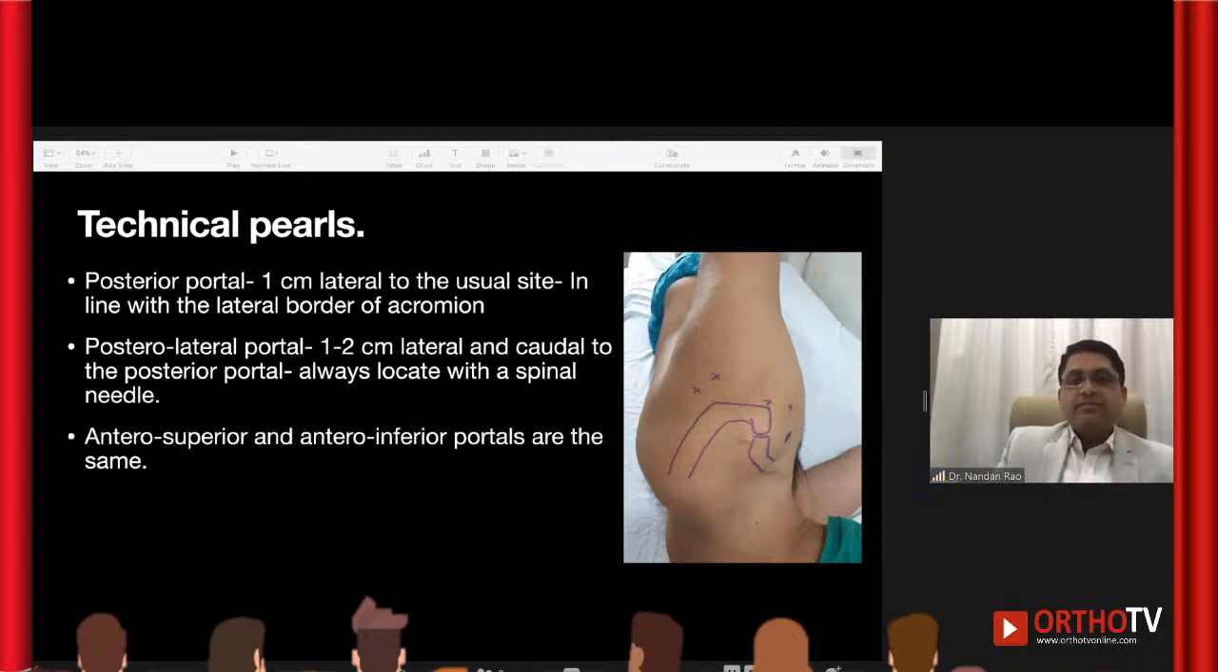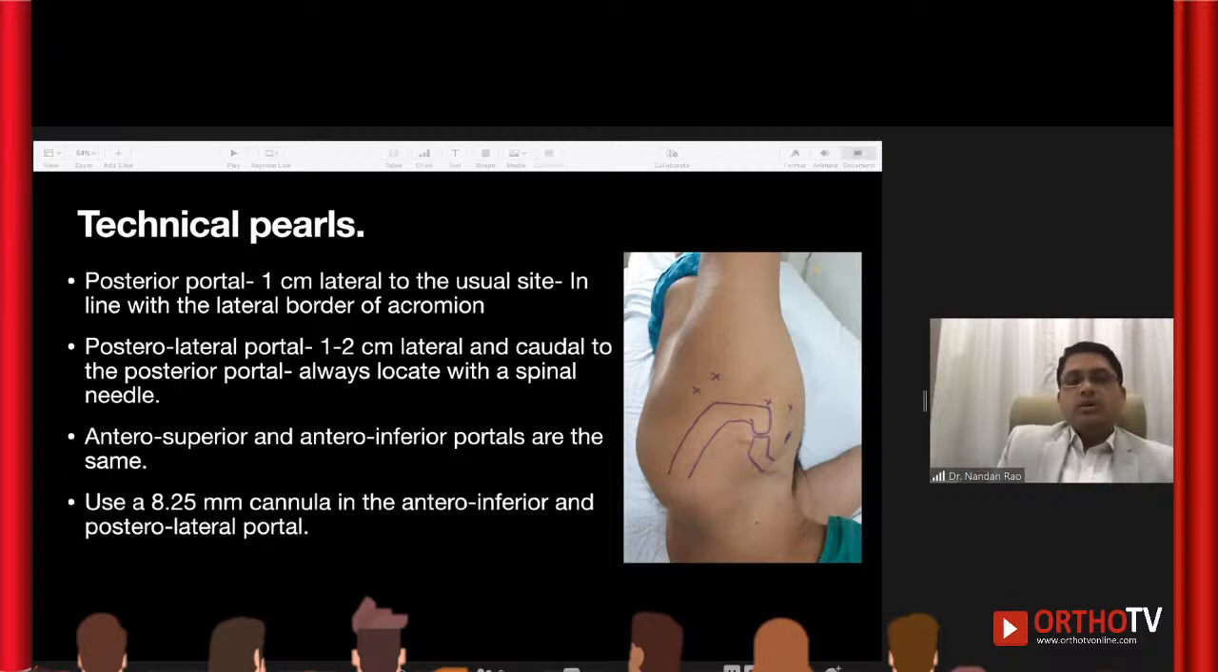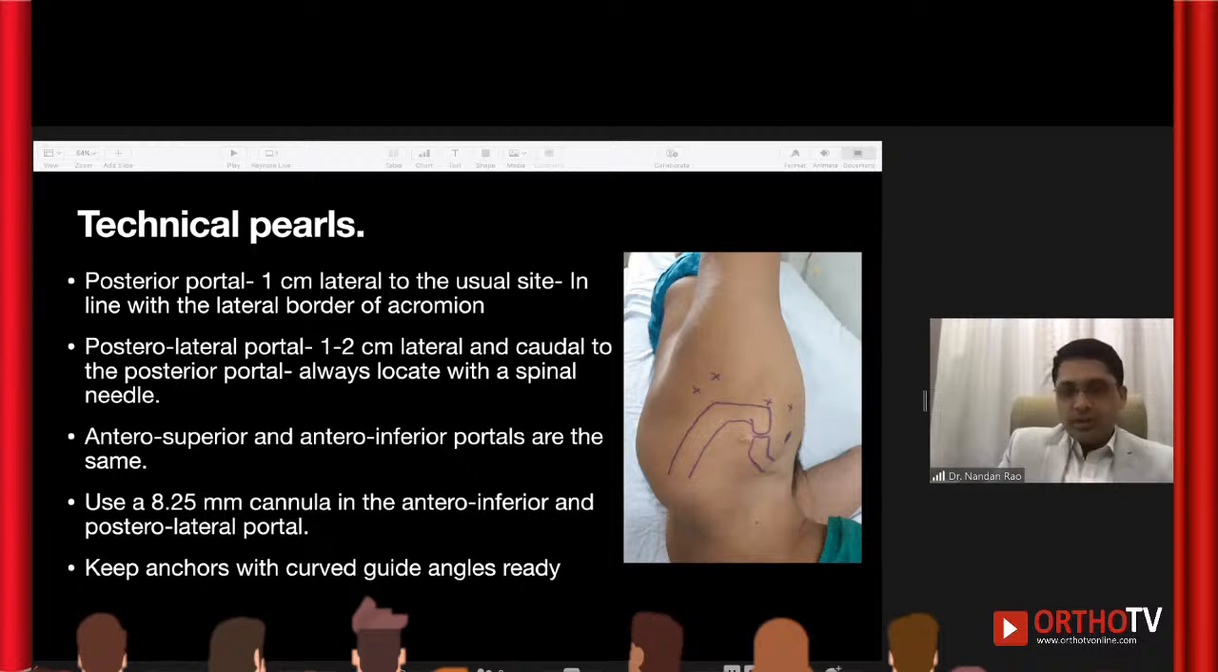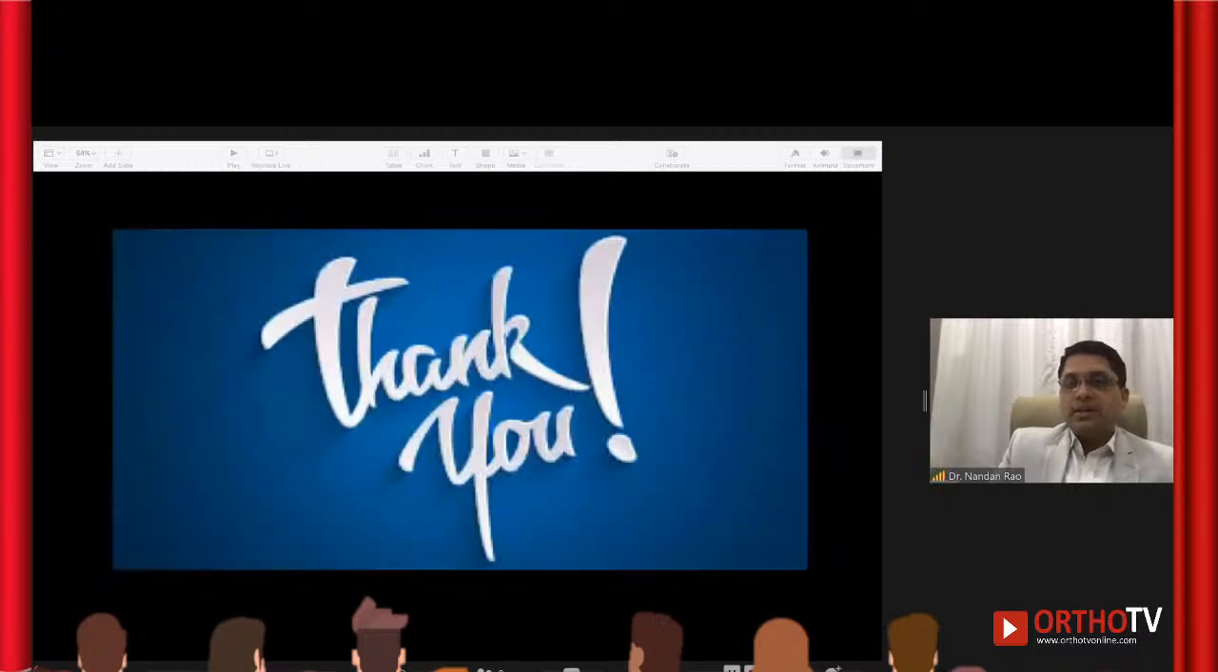Anterior-superior and anterior-inferior portals are the same as for anterior instability. You might use inferior and posterolateral portals. Sometimes, if you're not able to reach the difficult positions, you might be able to use these curved guides and anchors to insert your anchors in the posterior glenoid. Thank you.